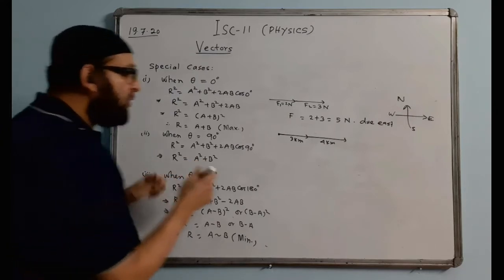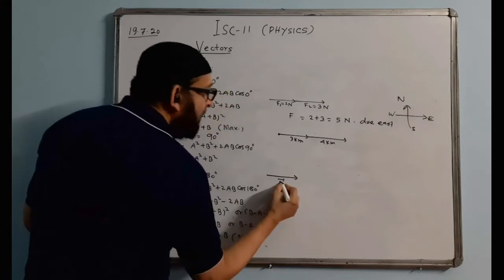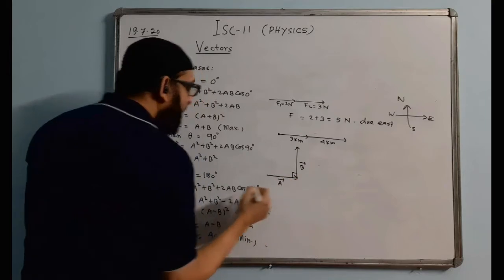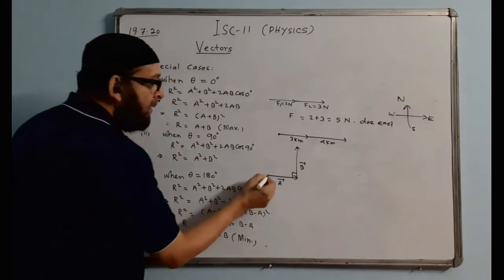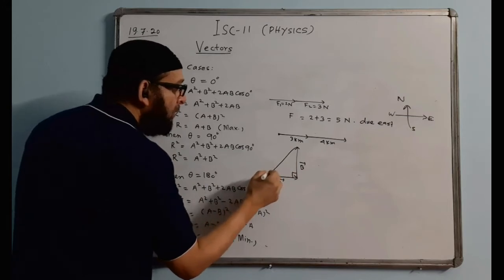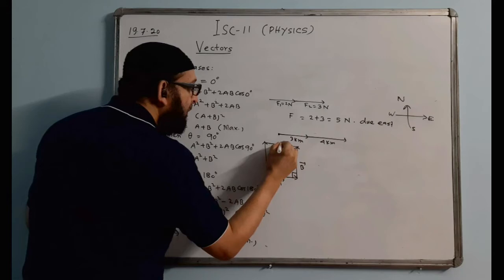Let us take this situation. I have already done it. If vector A is like this and vector B is like this, and the angle between them is 90 degrees, theta is 90 degrees, then if you make a parallelogram, the parallelogram will become a rectangle.